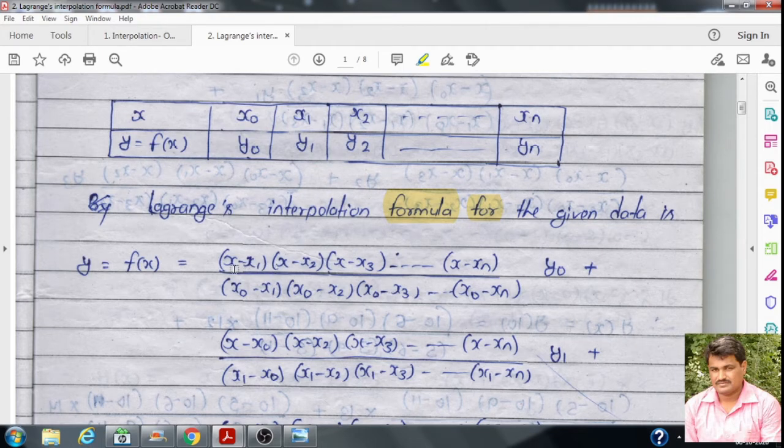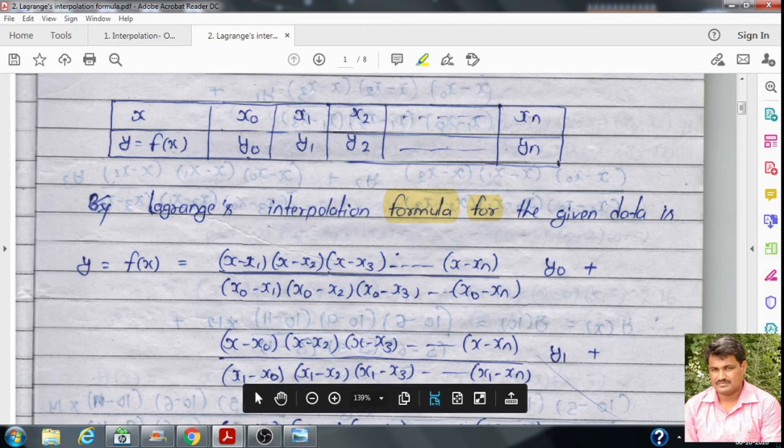In the numerator in the first term, we are skipping the first point x0. We write the factors x minus x1, x minus x2, x minus x3 and so on x minus xn, and divided by the same term, only replacing x by x0 in every factor of the numerator, and we write x0 minus x1, x0 minus x2 into x0 minus x3 and so on x0 minus xn, multiplied by y0. This is the first term.